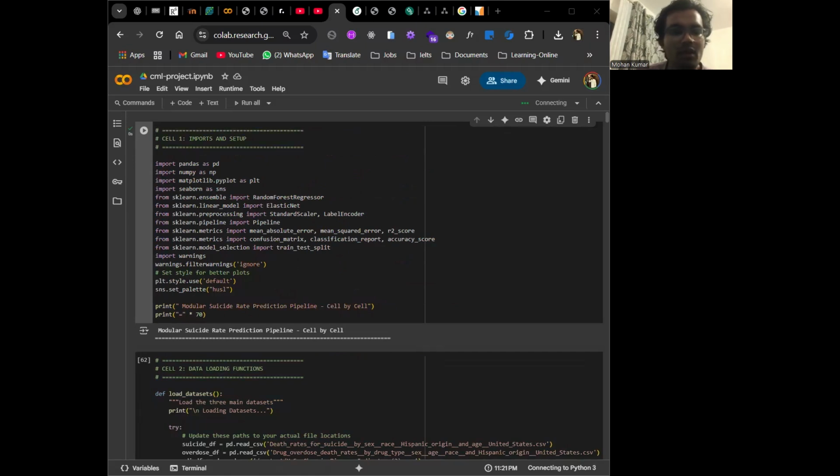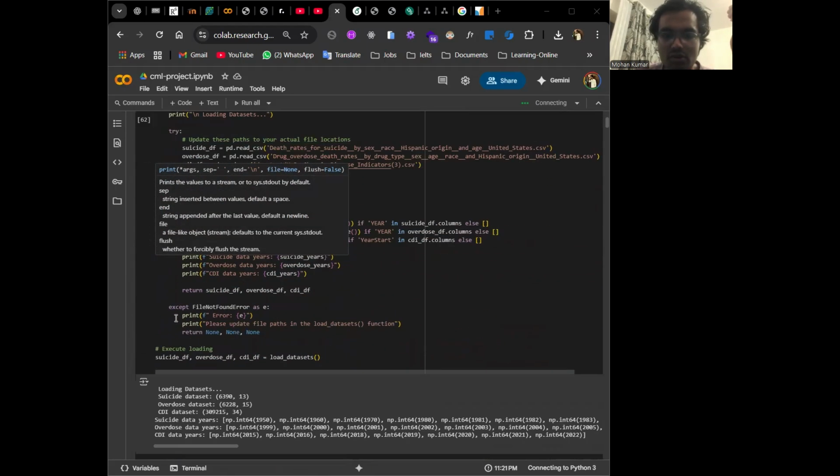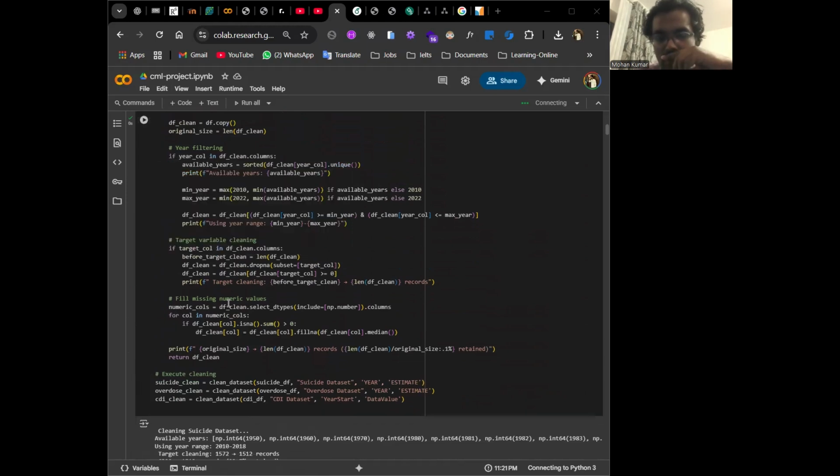For example, all three data sets have different year ranges, so we picked years where all had the data. We removed bad data like negative suicide values, which obviously make no sense. And for missing values, instead of deleting the entire row, we used median values. By following these kinds of steps, we can retain most of the valuable information. So this is our data cleaning setup.